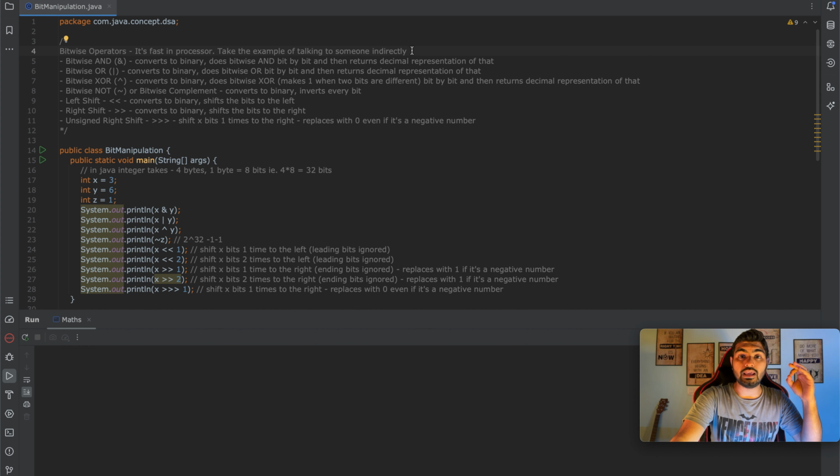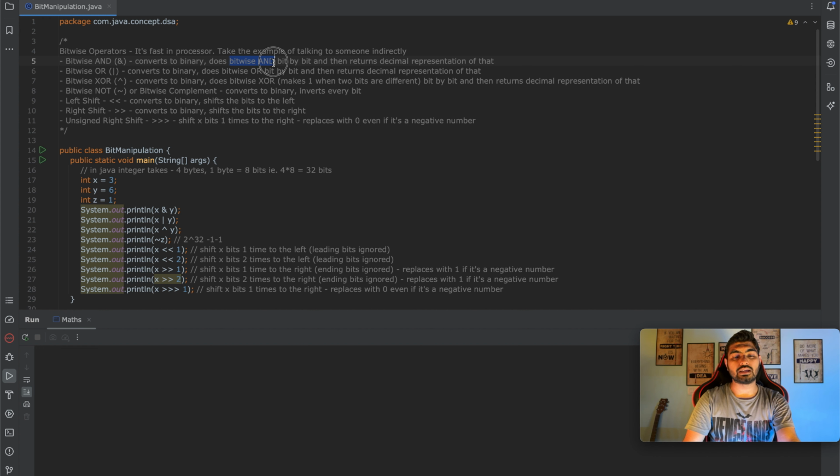Now let's get into the actual bit operations. The first one is bitwise AND. What it does is convert the operands before and after the AND into binary numbers, then perform the bitwise AND operation, then convert that result to a decimal representation, and then return you the answer.